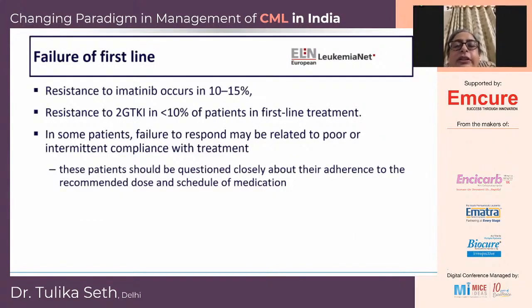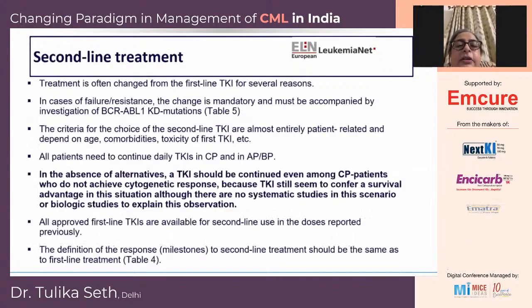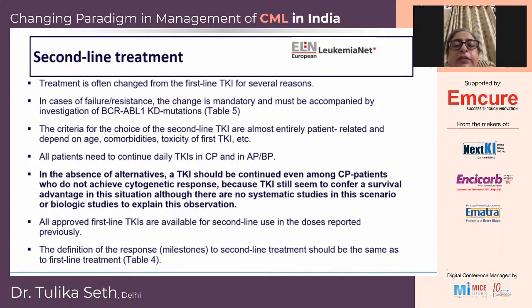So it talks a little about failure of first line. And the second line treatment, as you know, is very important. You have to look at mutations. And one thing that I thought was interesting was that even in the absence of alternatives, it says that TKI should be considered in chronic patients who don't achieve the cytogenetic response, because they can still have some survival advantage. So again, this was something that we were doing and practicing, but now what the practice that we had when we didn't have alternatives is now also being covered in this.